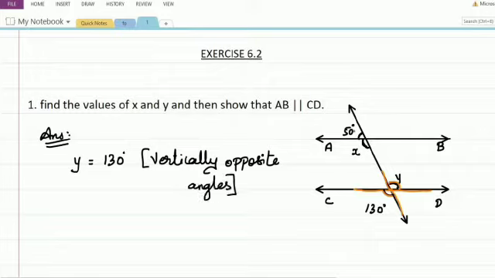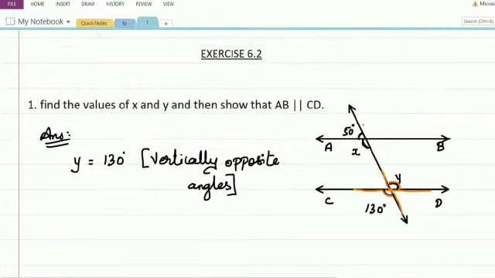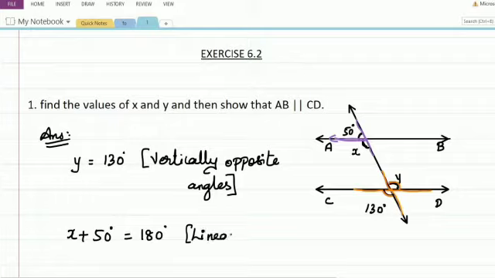Then next we have to find out what is X. Here they didn't give AB is parallel to CD. We are only going to prove that AB is parallel to CD. Remember that. Now this is a line and here is the ray which passes through. So what about the sum of these two angles? When I add X plus 50 degree, it will give me 180 because linear pair.